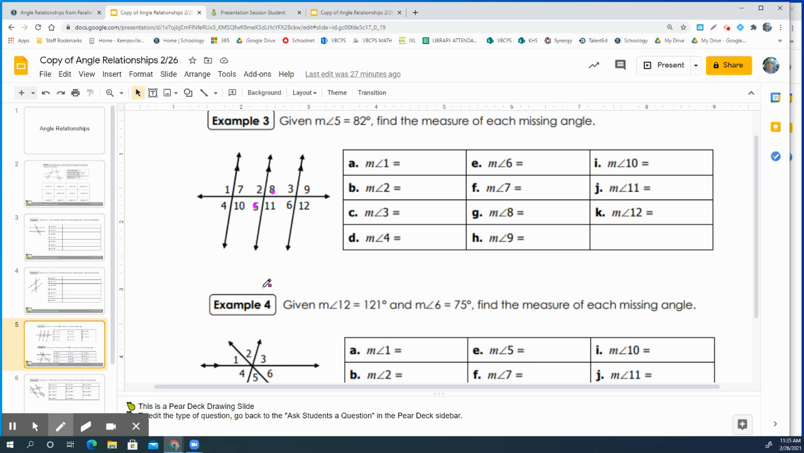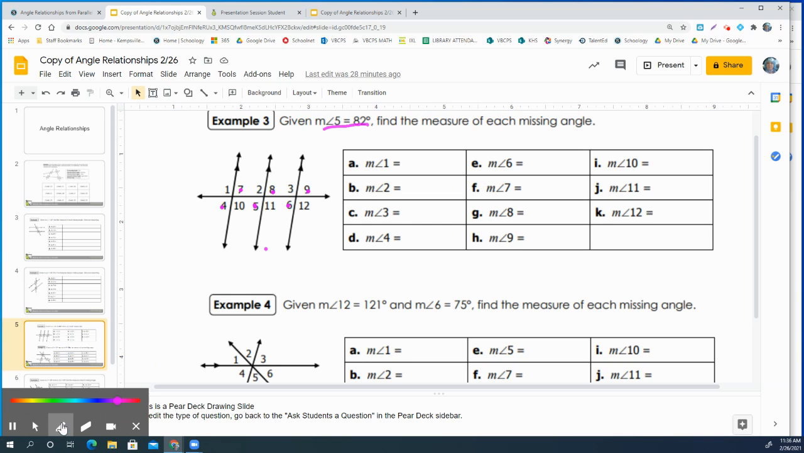So if angle 5 is 82, what other angles are 82? 1? What corresponds to 5? If I slide, 8 is vertical for sure. So 8 is acute. What else? 6 for sure, because I can slide 5 onto 6. They're corresponding. What else? 7, because that's alternate interior to 5. 9, because that's vertical to 6. What else? 4. 4, because it's vertical to 7, corresponding to 5, and alternate exterior to 8.